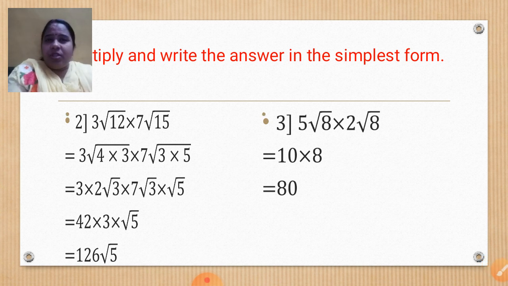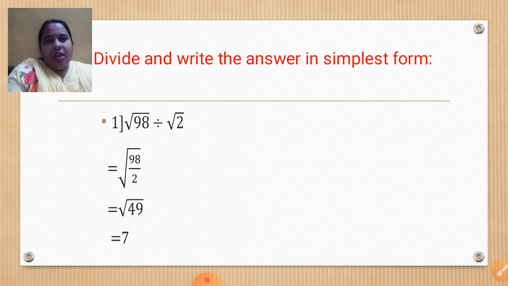These are the next two sums based on multiplication. I hope you have understood. Now see this next one. Divide and write the answer in the simplest form. We come to division sums now. I told you first only, in this session I am going to only cover multiplication and division.